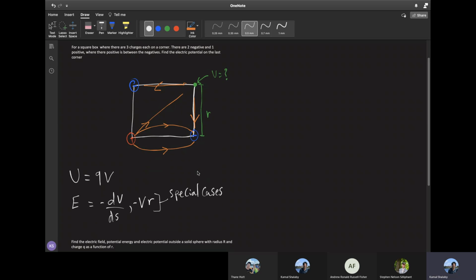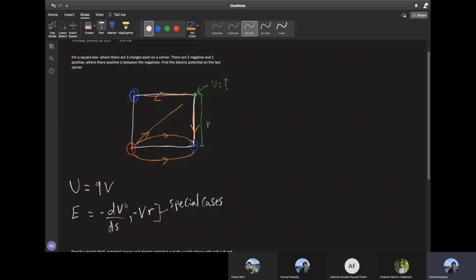Okay, but do you have an equation for V? Let's start with that. Or should we find the potential energy or the electric field? Then from these we can find the V. Would V equal U over Q? Would V equal Q over U? No, U over Q, because if we divide the left-hand side by Q, yeah, you can do that. V is equal to U over Q. Okay. Well, what is your U at this point?